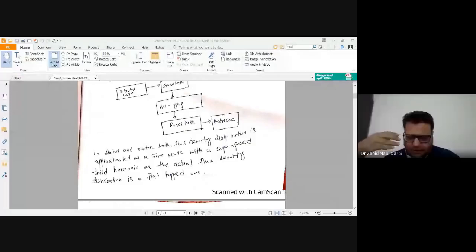So if your frequency is 50 hertz, your third harmonic would be how much? You tell me how many hertz it should be, your third harmonic, Rajat? It should be 3F. Your fifth harmonic, how much should it be? 5F. Your seventh harmonic, 7F. Okay.